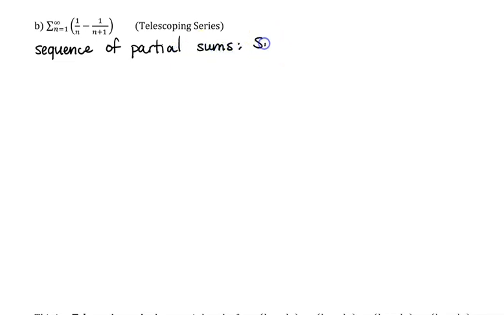And we call that sequence S sub n. So I'm interested in what happens when I add up just the first term of the series. I would get 1 over 1 minus 1 over 1 plus 1, which is 1 minus 1 half.